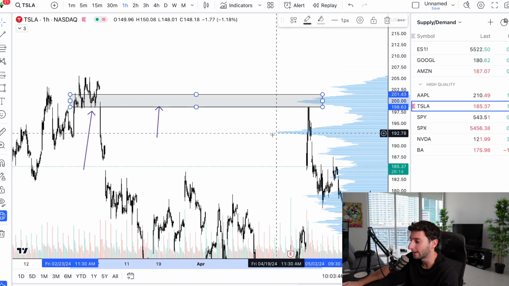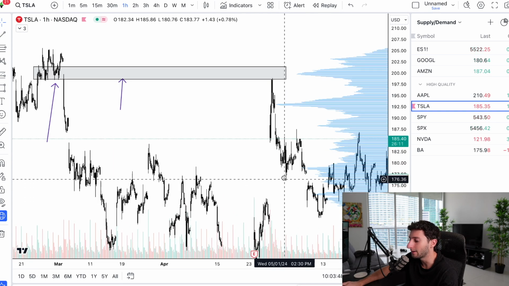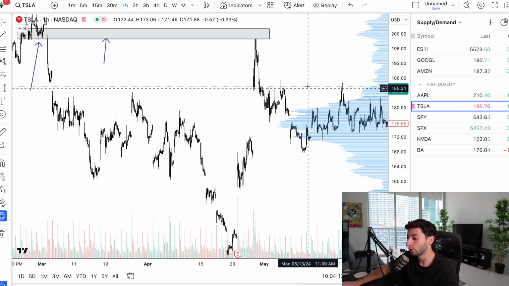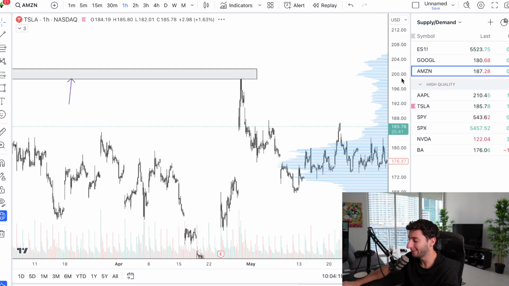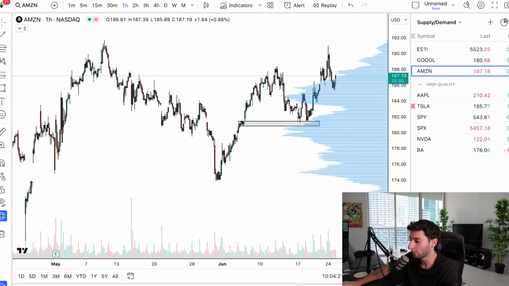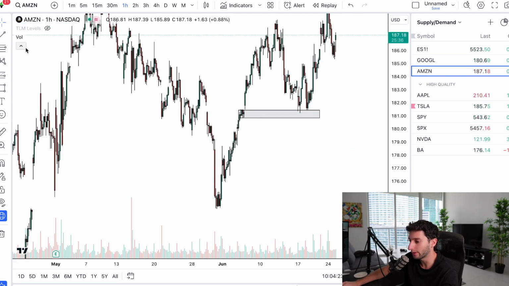And if you can go and extend it out, you can see we touch it pretty nice and then end up moving back lower like so. And so I want to go ahead and show you another example to make this a little bit easier for you guys. So I'm going to take a look at Amazon. We're actually going to get rid of the volume profile for now, make it really clean.